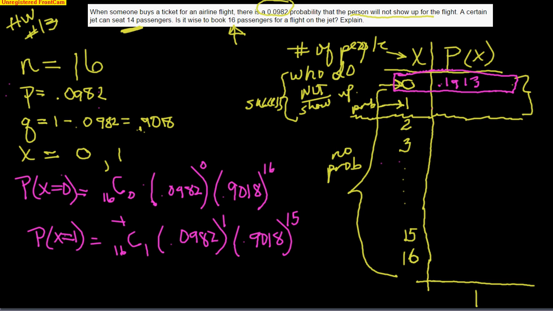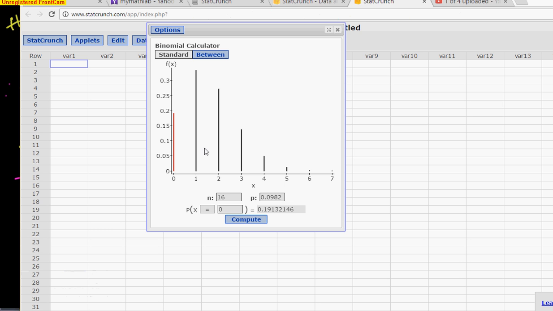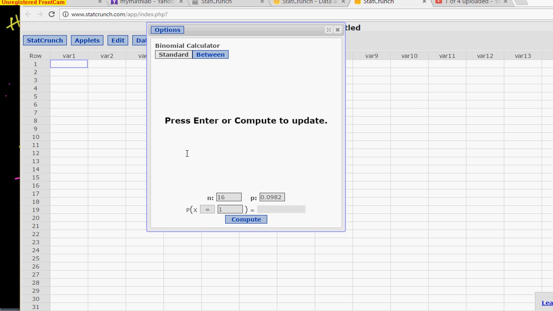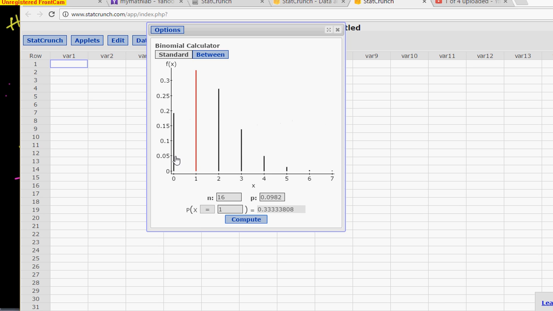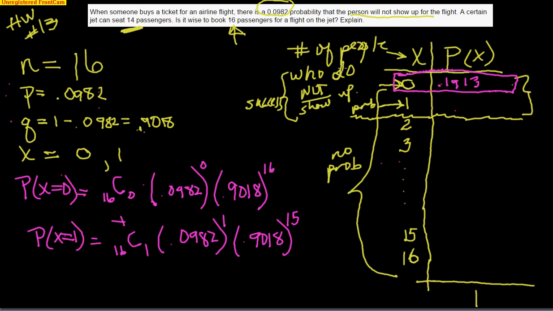All right. Let's go back again to our binomial calculator, and I'm going to change this from x equals 0 to x equals 1. Probability that one person doesn't show up and the remaining 15 do. And here we have 0.3333. I'll carry it out that far. All right, so about 33% chance that one person will be a no-show.